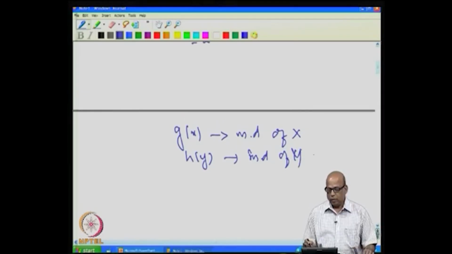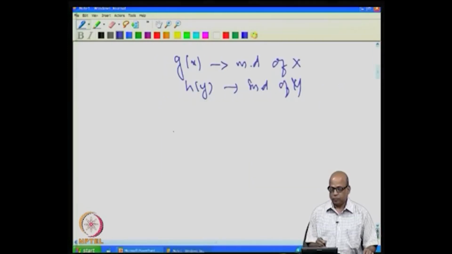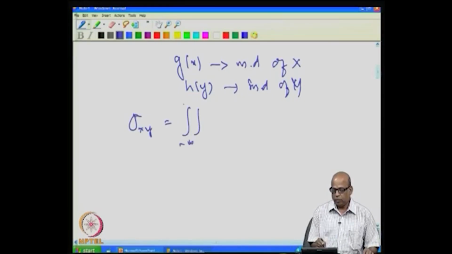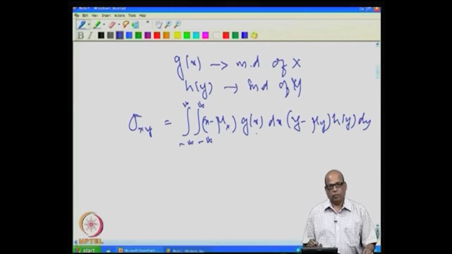So, from this we write this as sigma x y, that is covariance of x comma y, as integral from minus infinity to plus infinity, I will write, (x minus mu x) into g of x dx, (y minus mu y) h of y dy. Recall that g of x is a function of x alone and h of y is a function of y alone.